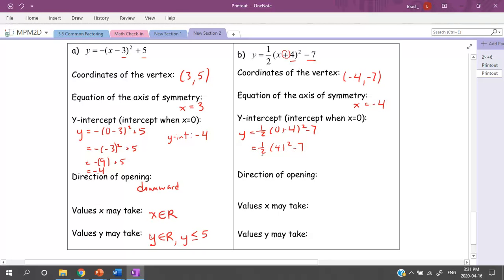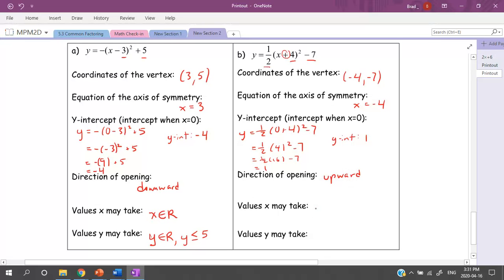Okay, so 4 squared is 16. A half times 16 is 8. 8 minus 7 is 1. So the y-intercept is simply 1. What direction does it open? Well, a is a positive number, so it's smiling, it's happy. It opens upward.